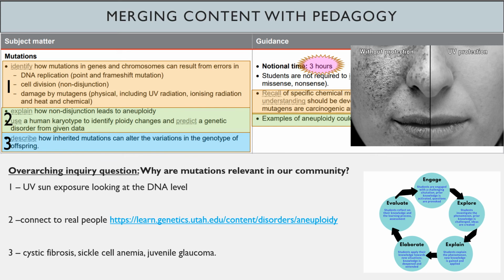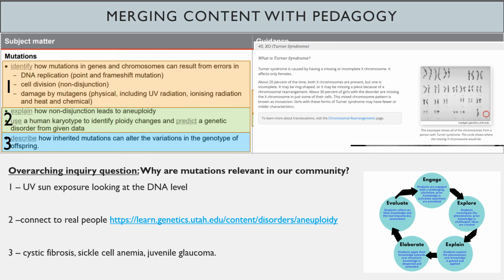In the second lesson, as it relates to non-disjunction and aneuploidy, I was thinking of guiding students to this site or a printout of the site, as there are various disorders on there. First they will need to answer specific questions on the karyotype, the disorder and the genetic features before turning to how this affects the individual. This will be part of the explore stage of the framework. They will then need to explain what they have learnt and so on, following the structure.